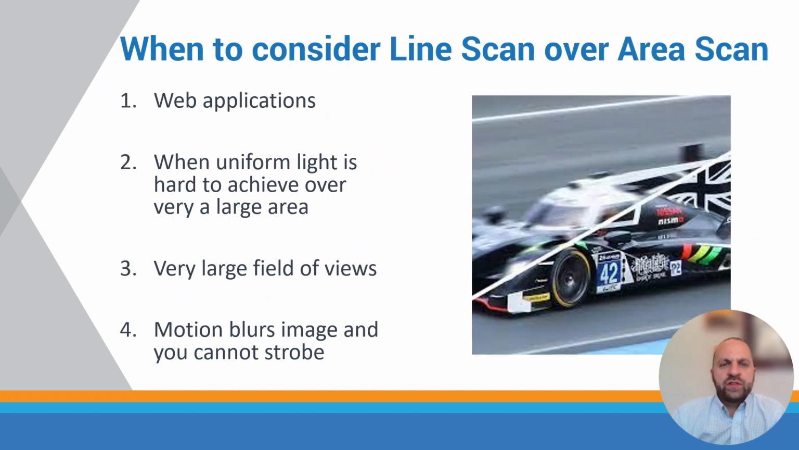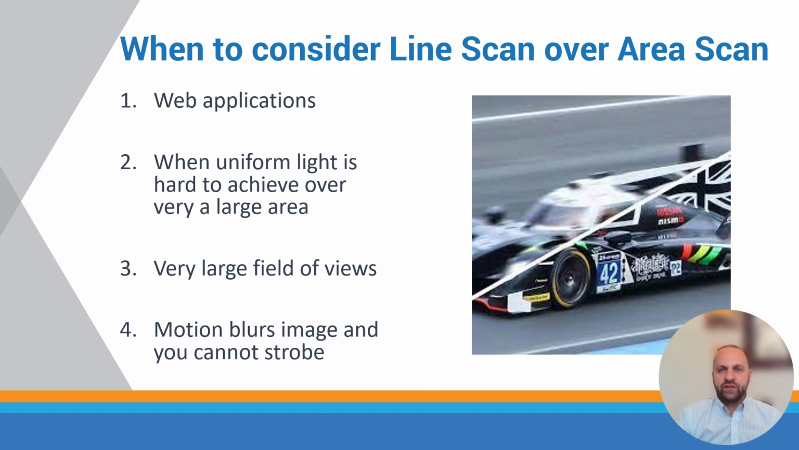There are some situations when you might want to consider line scan over area scan, and a few giveaways would be anytime you're dealing with a web application, so continuous fabric or plastics, anything on rollers going by a camera. Anytime you need a uniform light, and that's been very hard to achieve over a large object, things like an underbody of a car where there are so many different shadows that trying to get one picture of that underbody, because it's so big and so many different shadows from different lights that you would need, is impossible. That's where line scan might work very well.